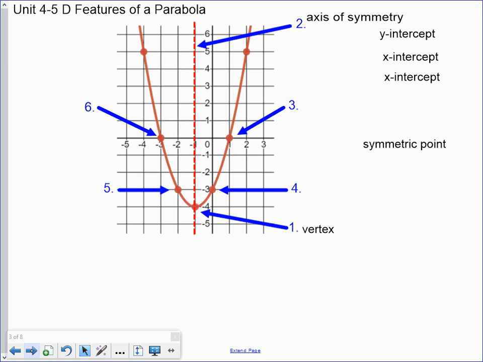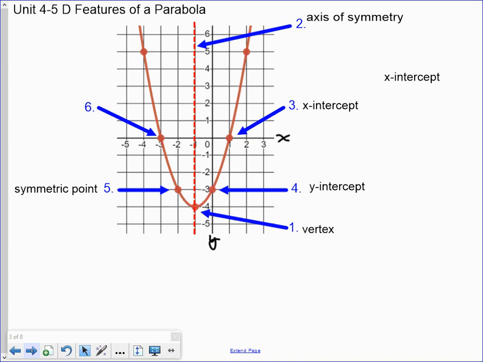Number 3 over here at the right is our x-intercept. We know that this is our x-intercept because this is where our parabola is crossing the x-axis. Number 4 down here at the bottom is our y-intercept because this is where our parabola is crossing our y-axis. On the other side, number 5 here is the symmetric point, and we should specify that it's the symmetric point to the y-intercept. Our axis of symmetry divides our parabola in half, so the two halves are symmetric. So if we've got a y-intercept here, we have to have another point that is the same distance from the axis of symmetry at the same height.